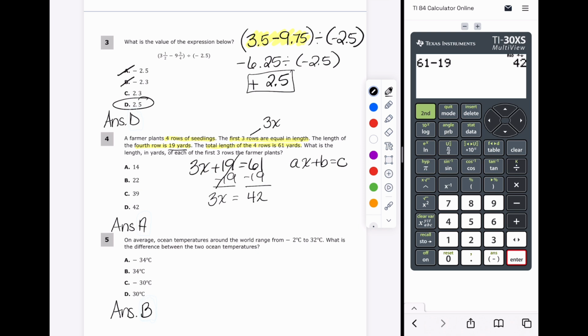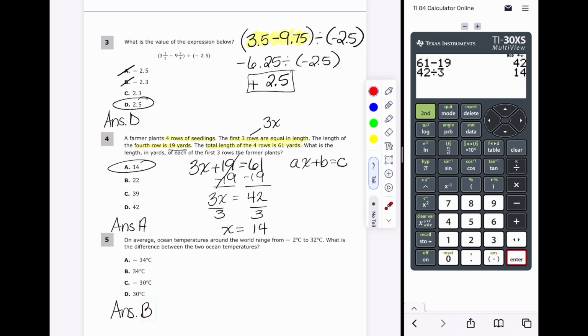Great. So now I know a number times 3 is 42. So what times 3 makes 42? I can figure that out by dividing by 3. And when you do that, x is equal to, and if you're unsure, again, use your calculator. You get 14, which is answer A.